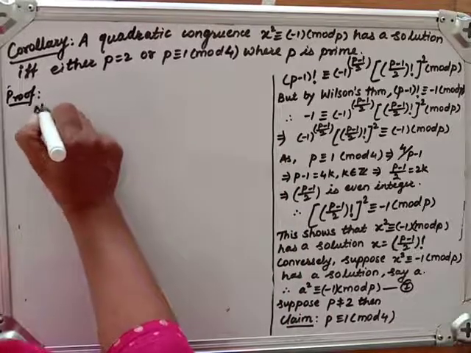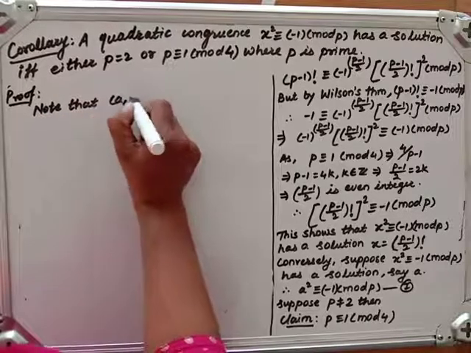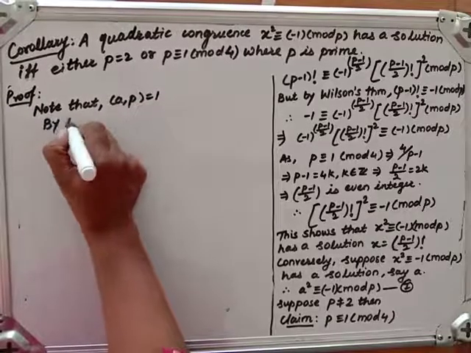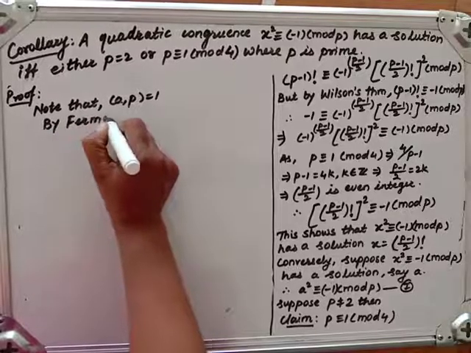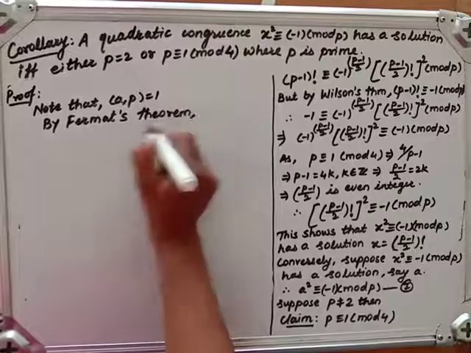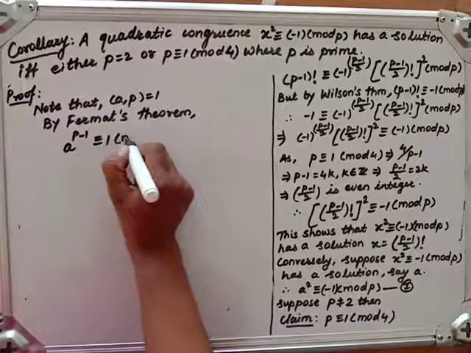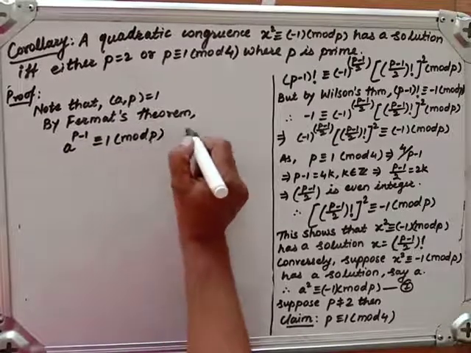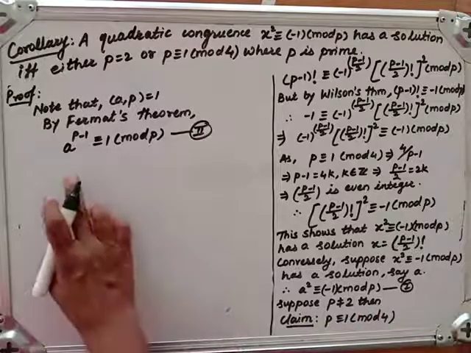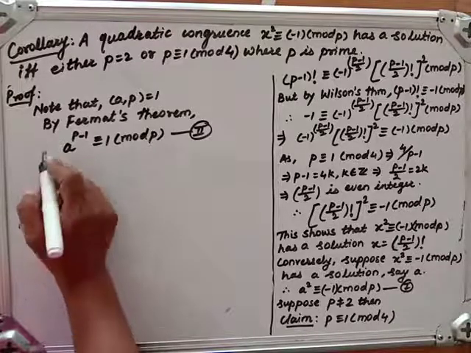Here we should note that A and P are relatively prime. If this is so, then by Fermat's theorem, we get A raised to P minus 1 congruent to 1 modulo P. Call it equation number 2. Here A squared is congruent to minus 1 modulo P, and A raised to P minus 1 is congruent to 1 modulo P.